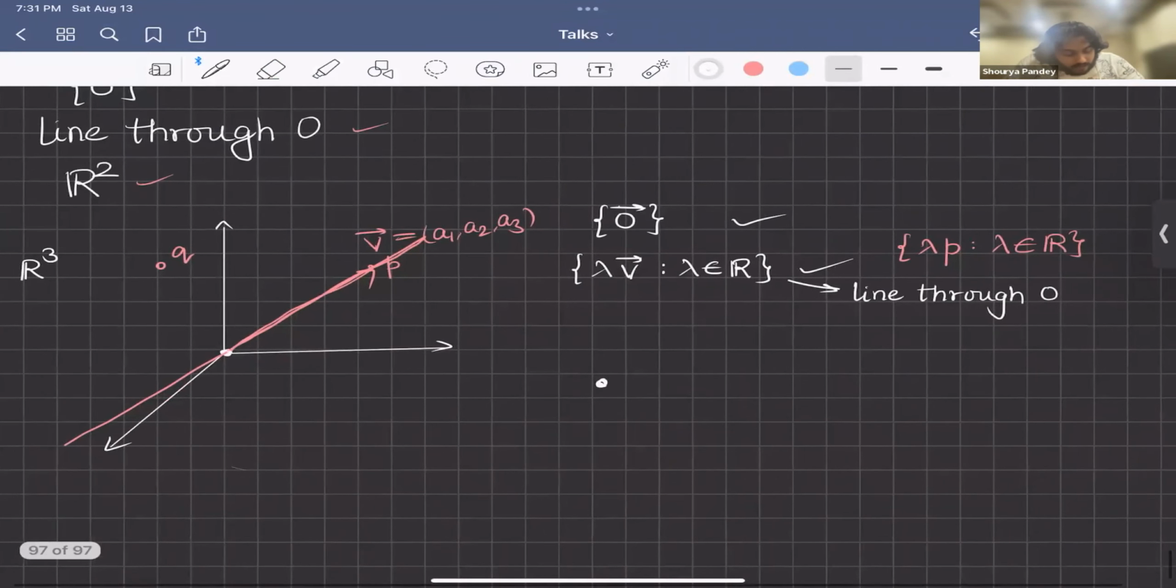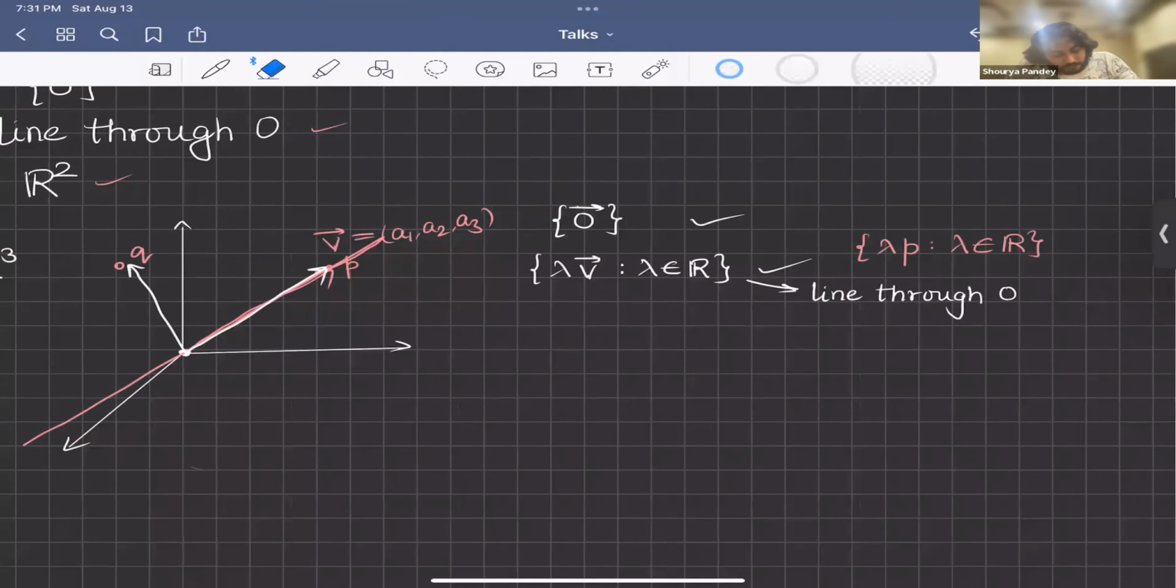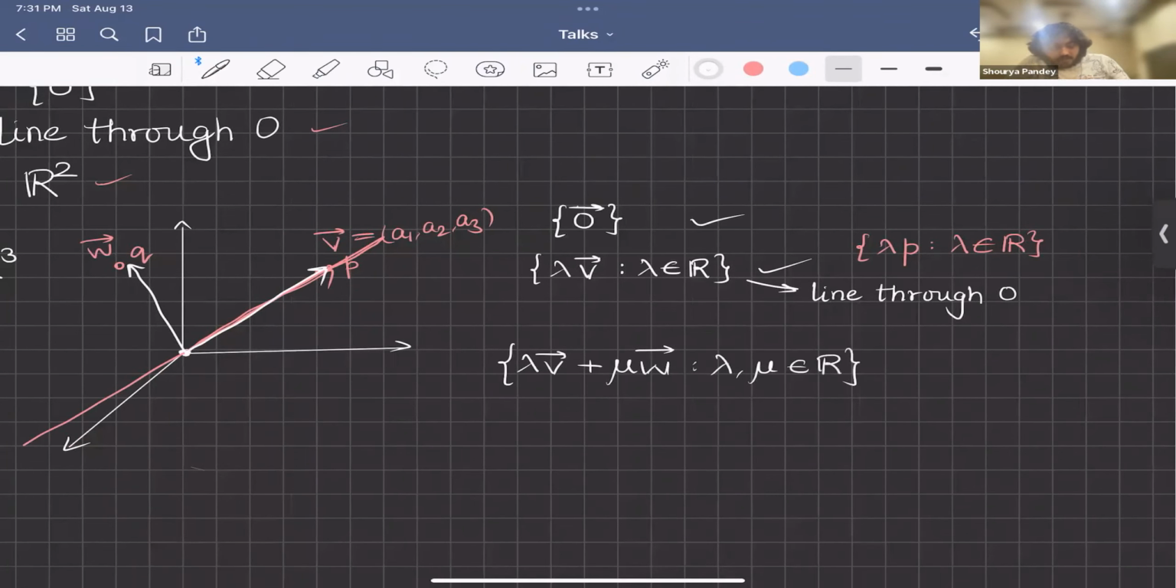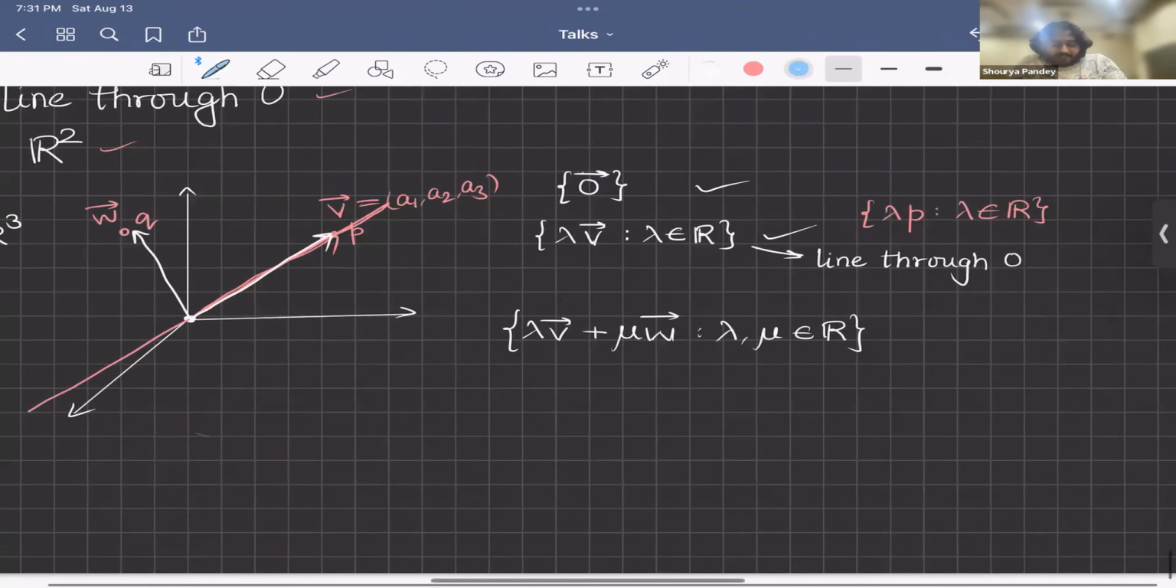Basically, what I'm saying is that if P and Q are non-collinear points in the space, non-collinear with the origin, then I get this. Let me call this W. Then I get this sort of lambda V plus mu W, where lambda and mu are both in the reals. I get this sort of a set. And here I'm saying that V and W are not collinear, I mean, not parallel or whatever.